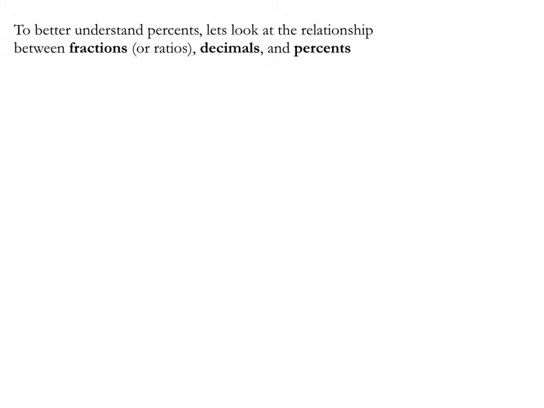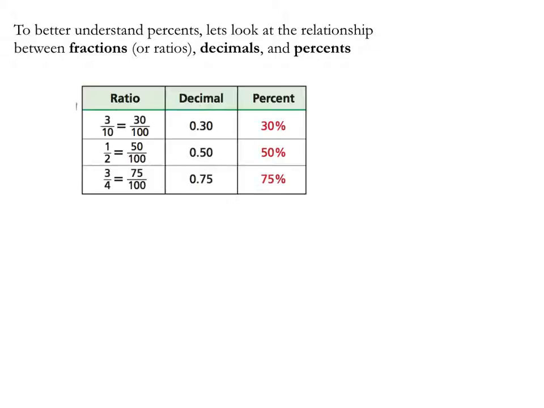Right, to better understand percents, let's look at the relationships between fractions or ratios, which we've been talking about, decimals, and percents. So here we have a chart that shows some different ratios. For example, 3 over 10 is equivalent to 30 over 100, because remember we said that percents are comparing a number to 100. So the ratio 3 out of 10 rewritten in terms of 100 is 30 over 100. As a decimal, it's written as 0.30 and as a percent as 30%.